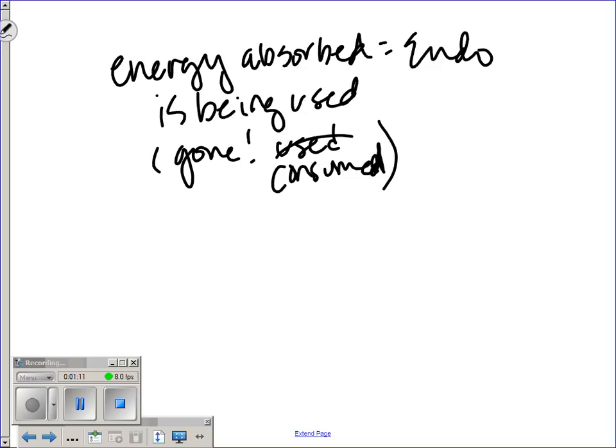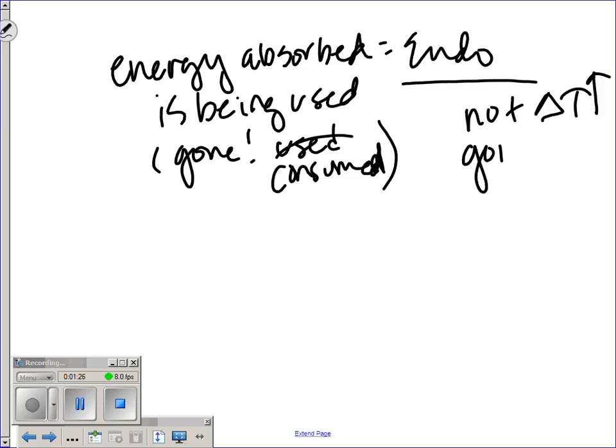So can it make the temperature of that system go up if it's no longer there? No, it's not there anymore. It's not actually in the system. It's been used. So if it's endothermic, it's not going to increase in temperature. It's going to go down, or the surroundings are going to go down in temperature, because the energy was put into the system. It's no longer in the surroundings.